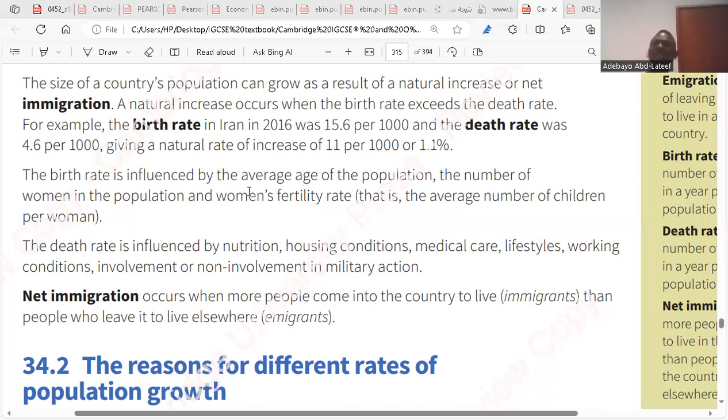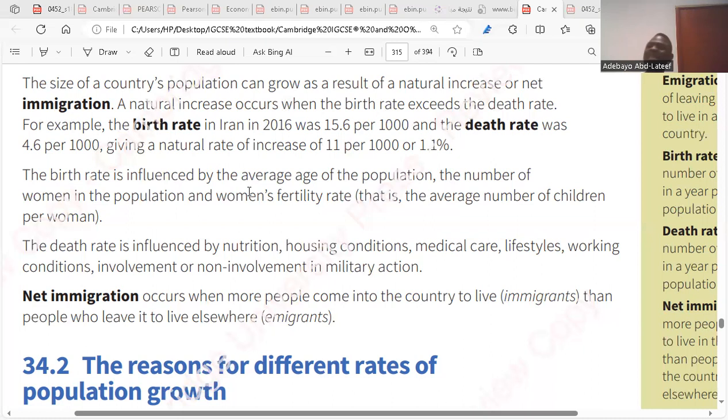Then we talk about involvement and non-involvement in military action. Military action, we're talking about war here. So if a large number of people in the country are involved in military action, it could increase the death rate. So these are the factors that influence the death rate. I think that is clear.